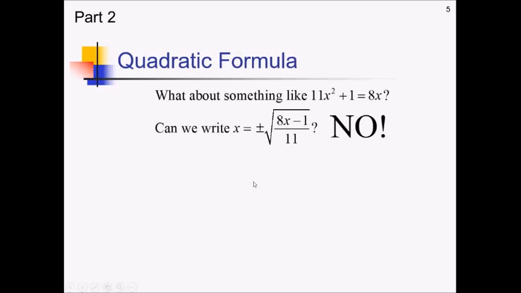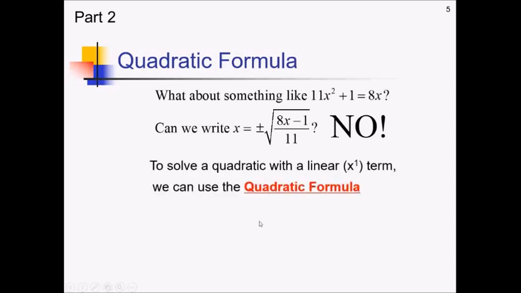So in order to do these problems, where you have this linear term here that's messing things up, we have to use something called the quadratic formula. So here's the quadratic formula, and I'm about to show it to you. There's a big proof of it that you can look up on your own, but this lesson's already long enough without that.